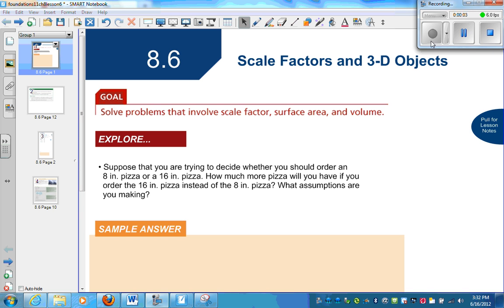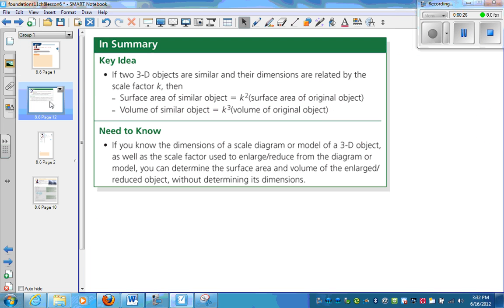8.6 Scale factors in 3D objects. Now we're talking about things that have a length, a width, and a height. So remember when we were talking about things that had a length and a width, so 2 dimensions, we were talking about area, we looked at k squared. So now that we're talking about volume instead of k squared, we're going to be looking at k cubed. Okay? So this is what it says here.